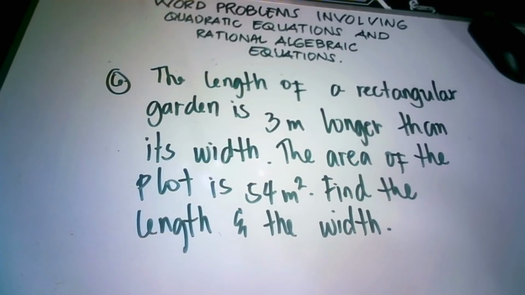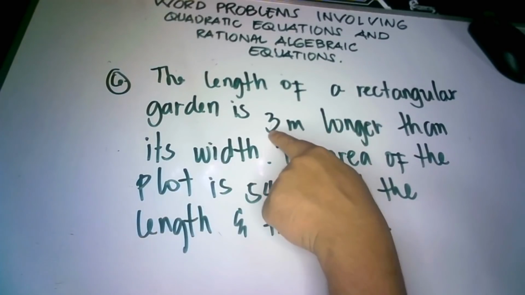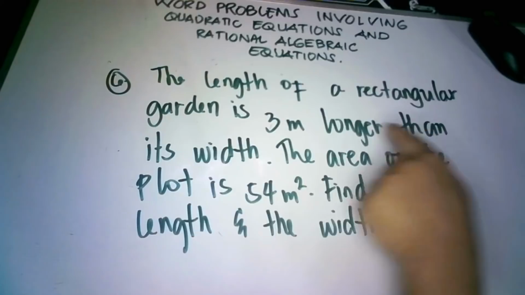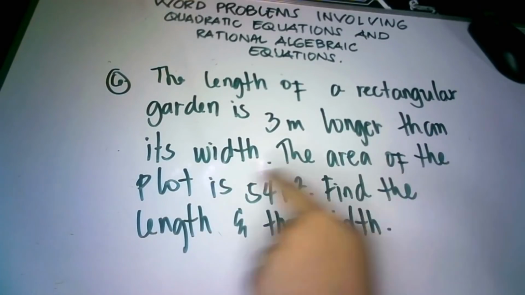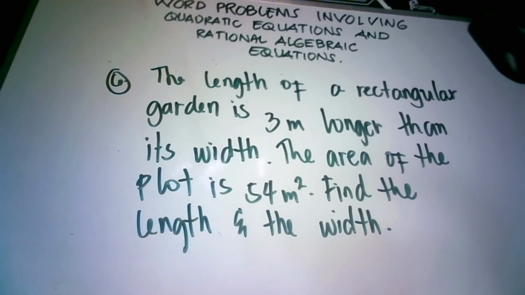This time, this is the whole sentence, which is the problem that should be solved. So here we have: the length of a rectangular garden is 3 meters longer than its width. So we have here one statement, which is 3 meters longer than its width. We will represent them one by one. The area of the plot is 54 meters squared. So we have the idea that the area is 54 meters squared. So find the length and the width.